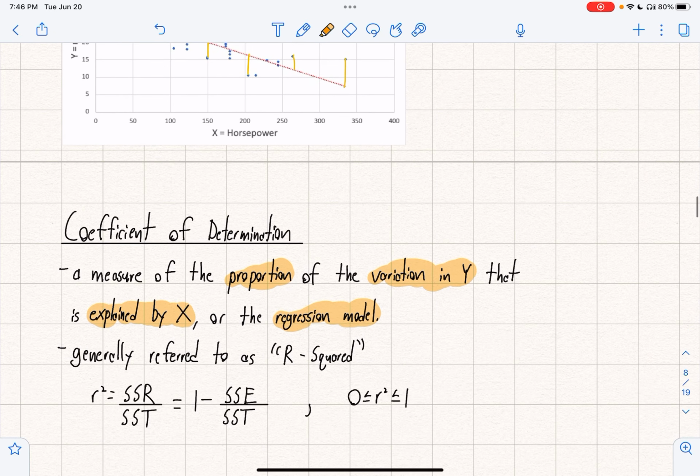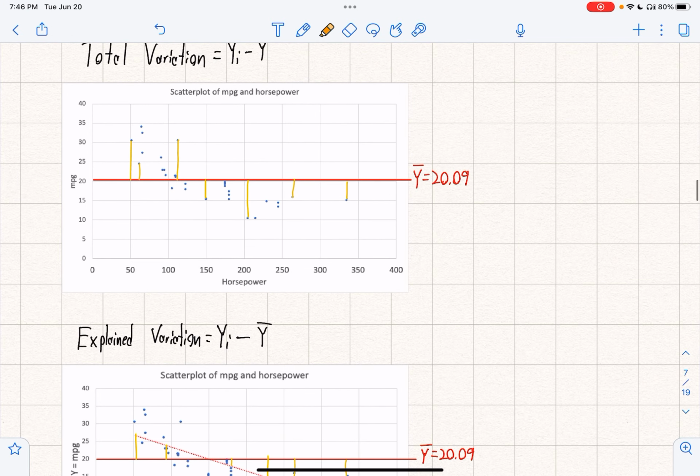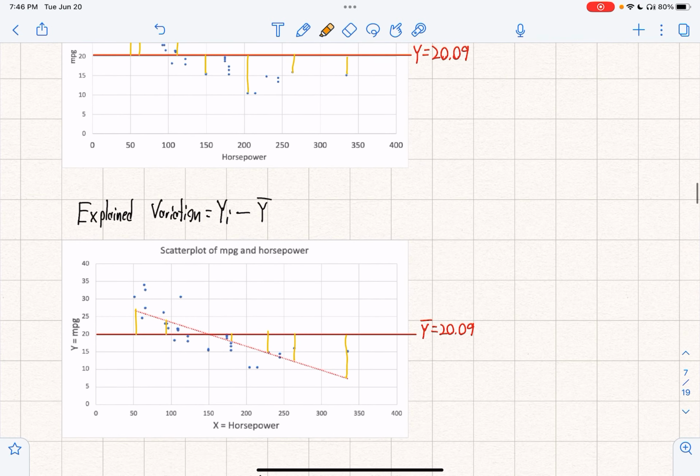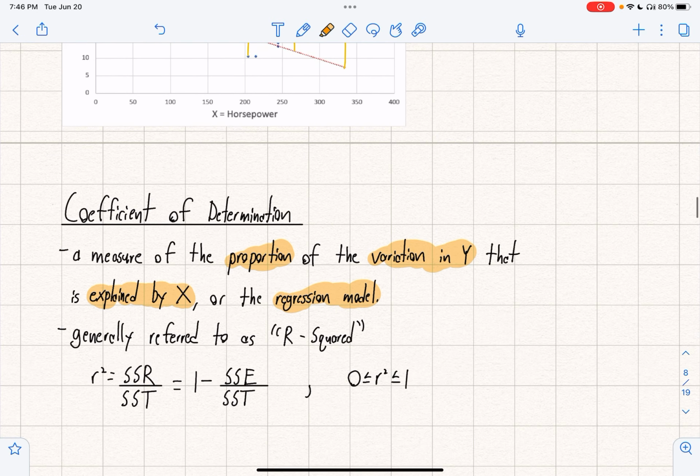So the coefficient of determination is just trying to determine what proportion of that variation in y is explained by x. So basically, what proportion of the overall variation here can be explained by this portion here. We generally will just call this r squared. You'll hear me just refer to this as r squared; I don't call it coefficient of determination.